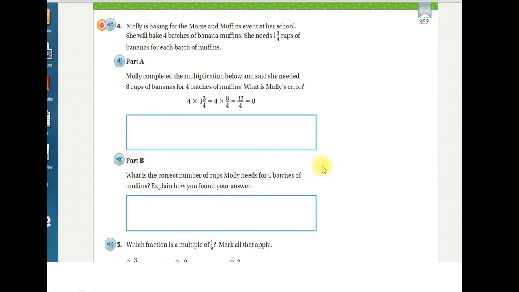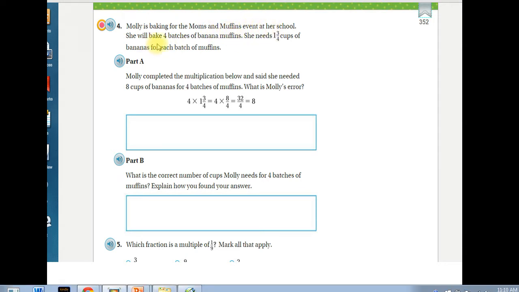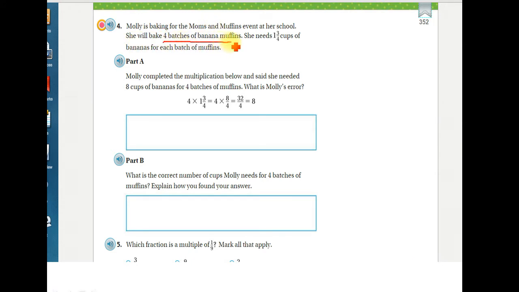All right, we're on chapter 8, test review, and we're looking at number 4. Molly is baking for the Moms and Muffins event at her school. She will bake 4 batches of banana muffins. Okay, 4 batches. So, one batch, one batch, one batch, one batch. She needs 1 3/4 cups of bananas for each batch.